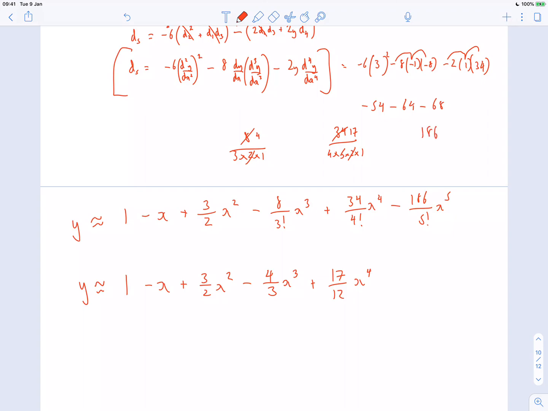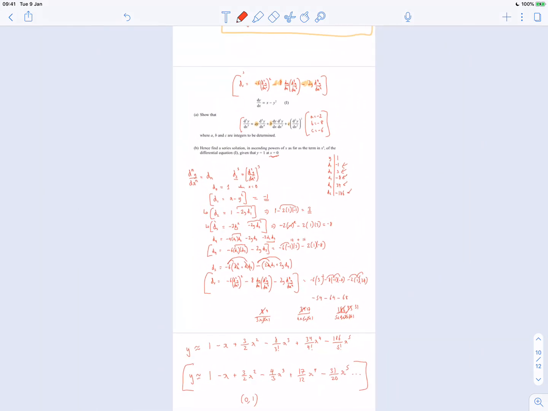And 186 over 5 factorial. Well, 186 divided by 2 is 93. And then 93 divided by 3 is 31. So it's going to be 31 over 20. So I'll make that 31 over 20 x to the 5. So in the neighbourhood of the point 0, 1, the curve y is 1 minus x plus 3/2 x squared minus 4/3 x cubed plus 17/12 x to the 4 minus 31 over 20 x to the 5 is a good approximation of what's going on in this question.